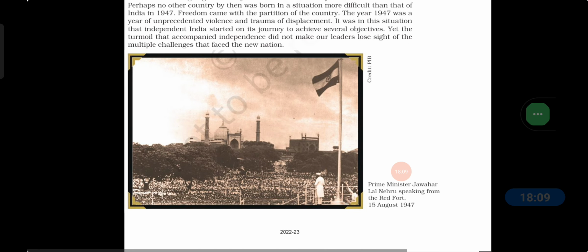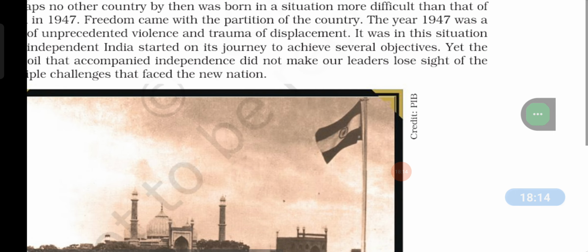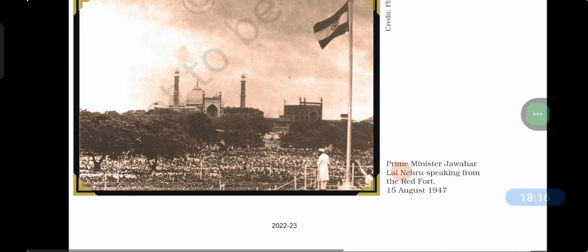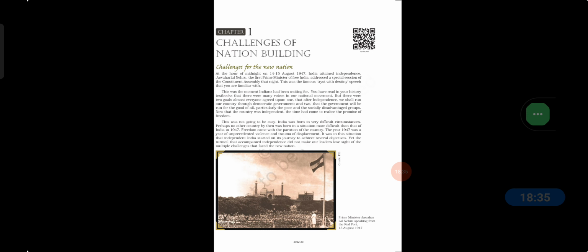That was the picture of the first Prime Minister of India, Pandit Jawaharlal Nehru, giving his address at the Red Fort. His address is also known as the Tryst with Destiny, Bhagyavidhata in Hindi. So now come to the next point.